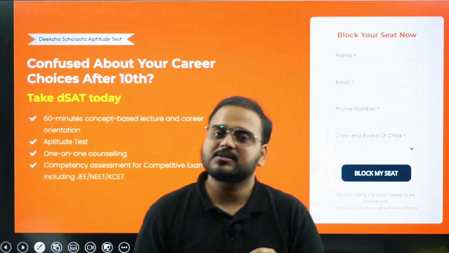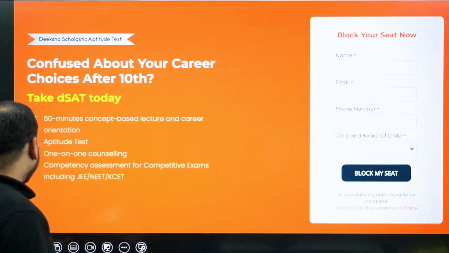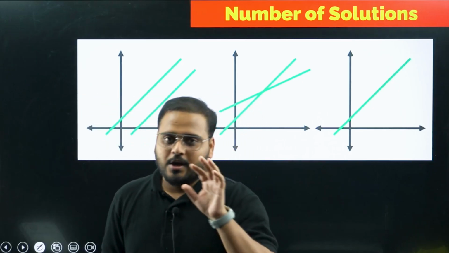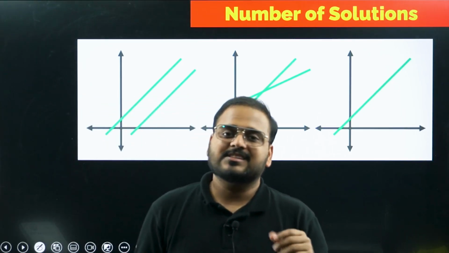Right now, let's get back to our session. So far we have finished the graphical method. We have done 2 questions on them. Now we'll talk about the nature of solutions, or consistent and inconsistent solutions.